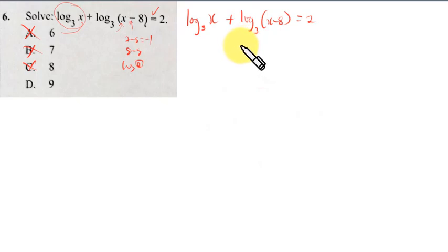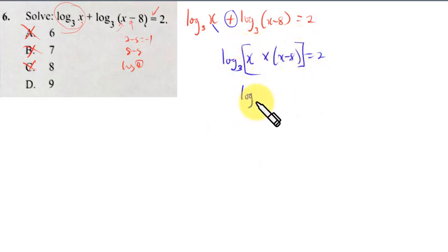One of the laws says that if we have the same base and we don't have any number in front of the log, that is no coefficient, or if the coefficient is 1, then we can add these two logarithms. We write the log once, and the base is 3. Then if we have addition, we change it to multiplication. So we write x, then times, then x minus 8, equals 2.